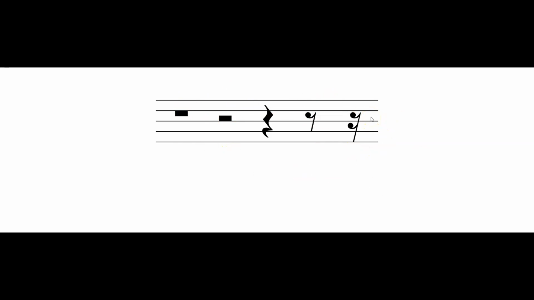If we were to do a 32nd one, we would just add another flag, just like we would on a note. So each one of these corresponds with the notes. Whole note and a whole rest, half note, half rest, quarter note, quarter rest, 8th note, 8th rest, 16th note, 16th rest.